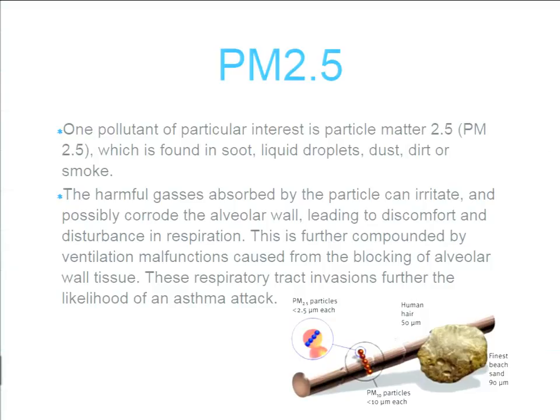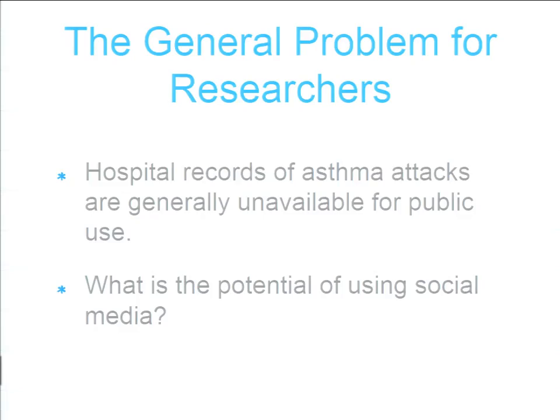Particle matter 10 is relatively big in comparison, so respiratory defenses within the lung can actually catch these particles before they do damage. But particle matter 2.5 is so small that it can evade most of these defenses, and it can corrode tissue, lead to respiratory disturbance, and then further the likelihood of an asthma attack.